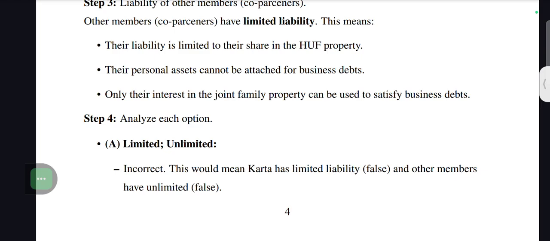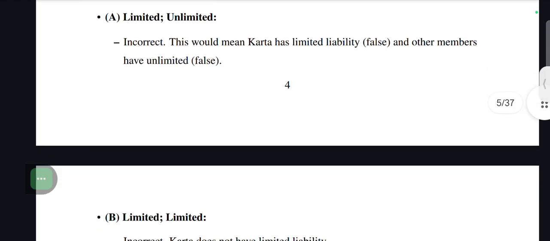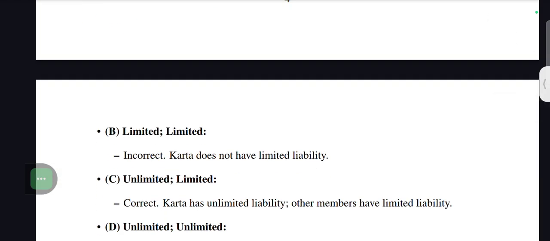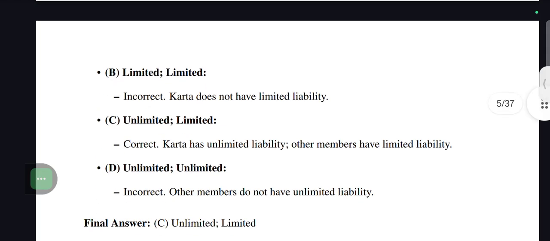By analyzing this, option 1, limited and unlimited, means the karta has limited liability and other members have unlimited liability. That is false, as I said the karta has unlimited liability but the other members have limited liability. Option 2, limited, is wrong as karta has unlimited liability. Option 3, unlimited and limited, is the correct answer because the karta has unlimited liability and the other members have limited liability. Therefore the correct answer is option C.